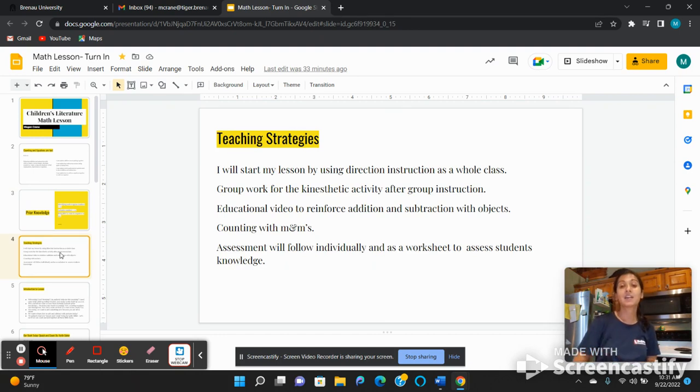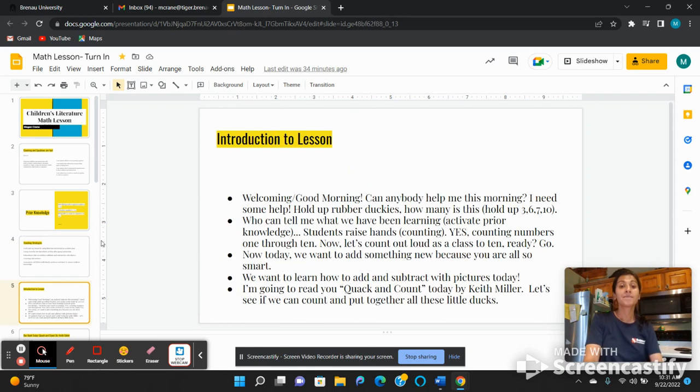I open my lesson as direct instruction to the whole class. Students will have the opportunity to work as a group or with a partner at their table for a kinesthetic activity. After direct instruction and reading of the book, there is an educational video that I provided to reinforce addition and subtraction with objects. Here we are using M&Ms as a manipulative. That's fun and yummy to count. And assessment will follow individually as a worksheet to assess students' knowledge.